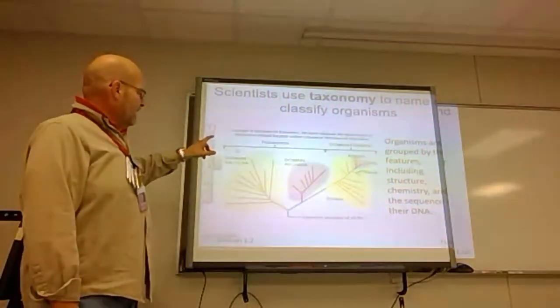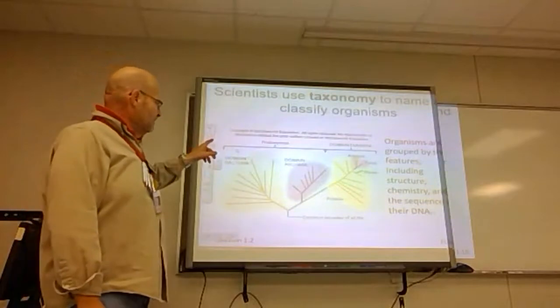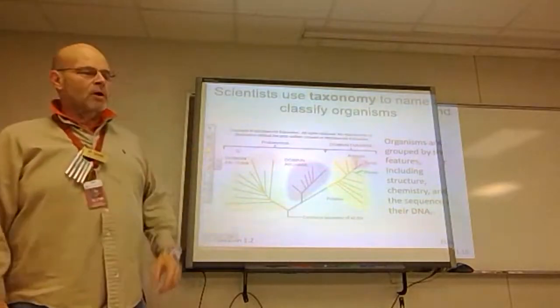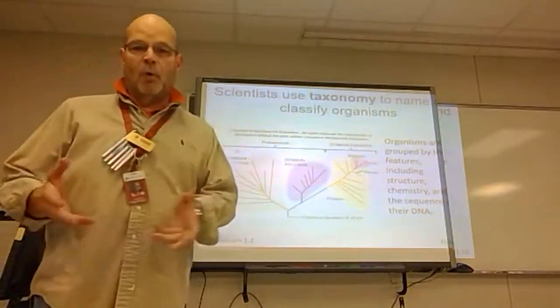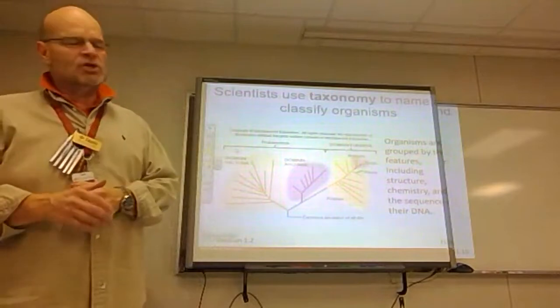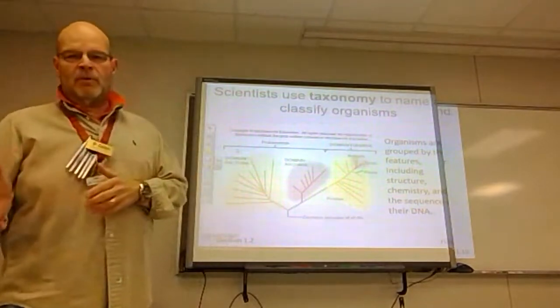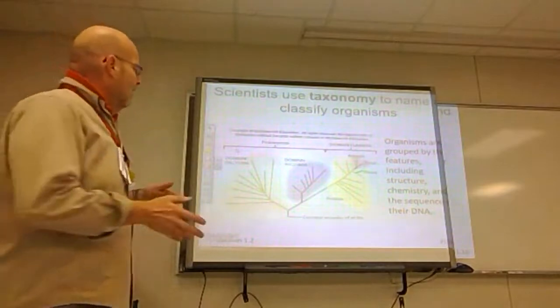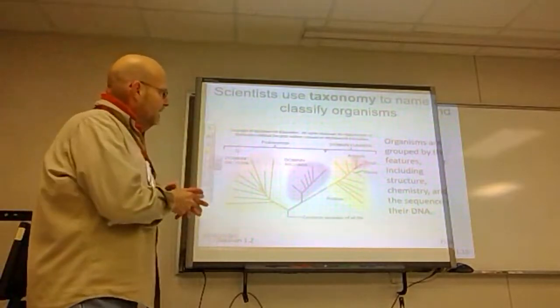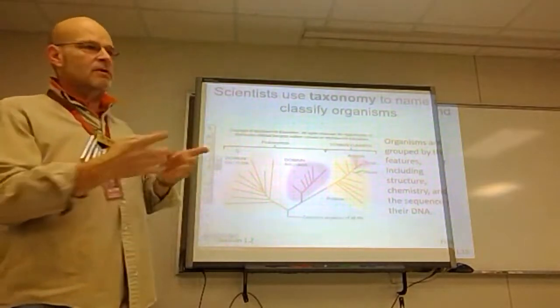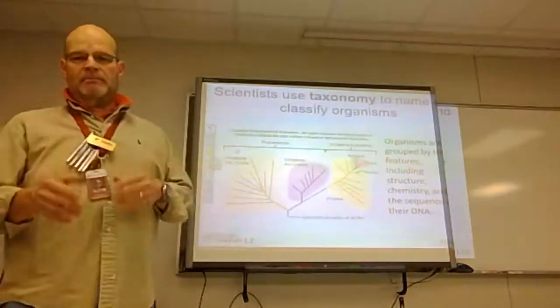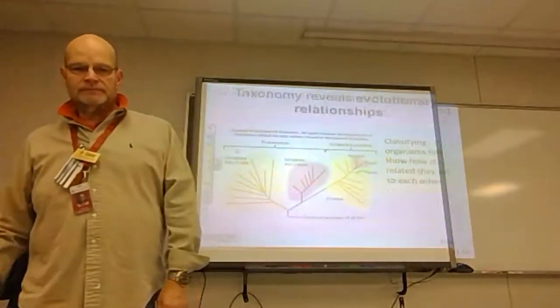Domains bacteria and archaea contain a type of cell called a prokaryote. The word prokaryote literally means before the nucleus. These are cells that do not have a membrane-bound nucleus. The word eukaryote means true nucleus, and these are all the organisms that have a membrane-bound nucleus in their cells.